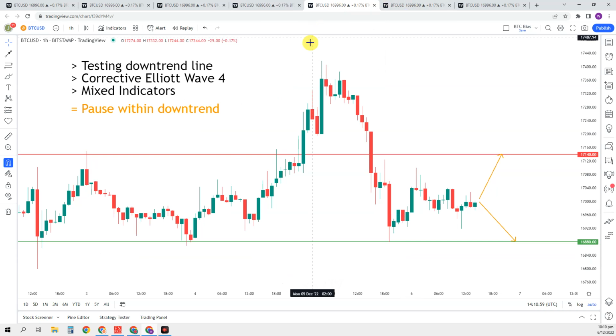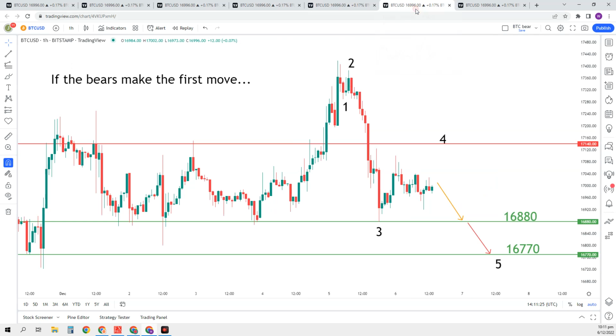So with these factors combined, I came to a conclusion that it is paused within the downtrend. And what that means is that it is likely that prices will move within the range of 17,140 and 16,880. But the eventual bias is still a downward move. So first of all, I'll go through that scenario.